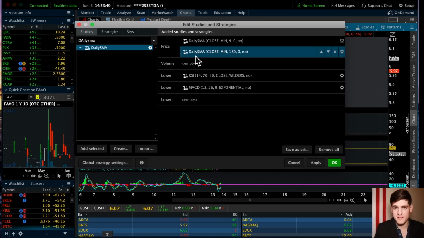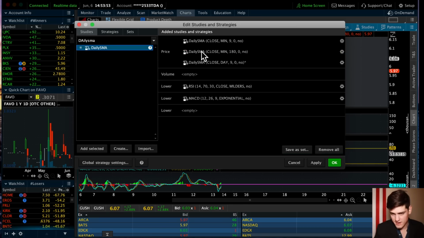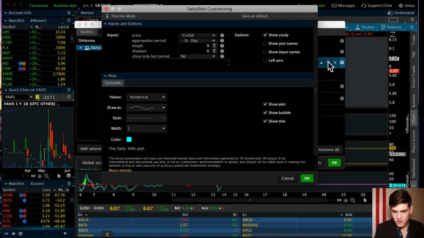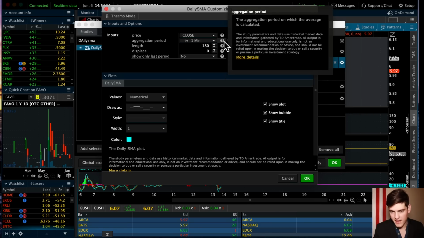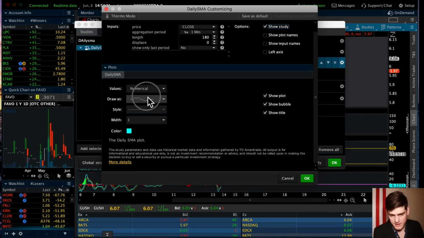Now the long-term SMA line, you do the same thing. You use the daily SMA function, you double click that, and then you go over here, close. That's the same. Aggregation period is going to be set to 1 minute. And then the length, this is where the big difference comes. The length is going to be set to 180. And the length is basically just the amount of candlesticks or the amount of bars that it takes into consideration when calculating. And you can actually see the definition of what each of these things mean just by clicking this little handy arrow button. And for drawing, I like to do the same drawing with the smoothed out line.